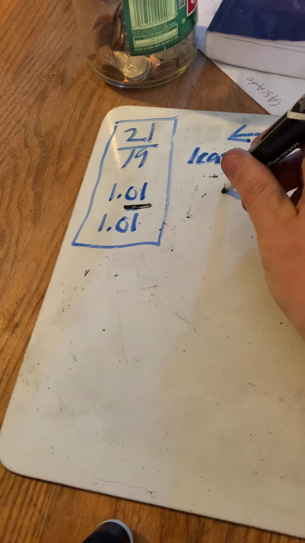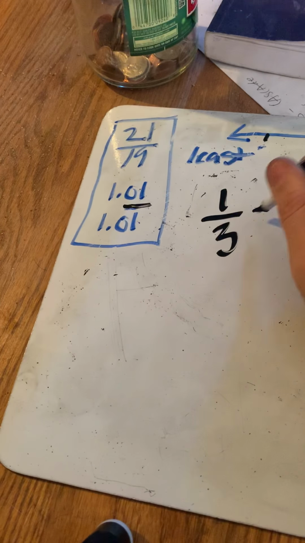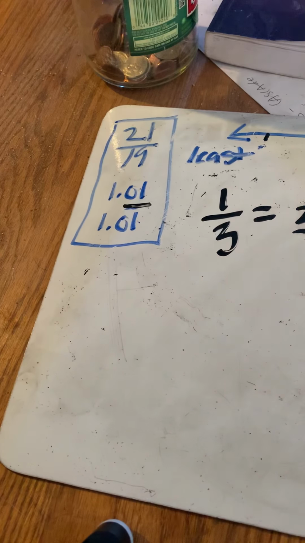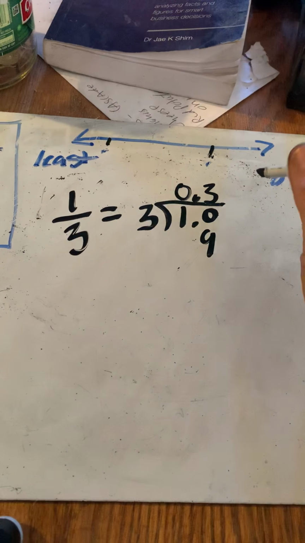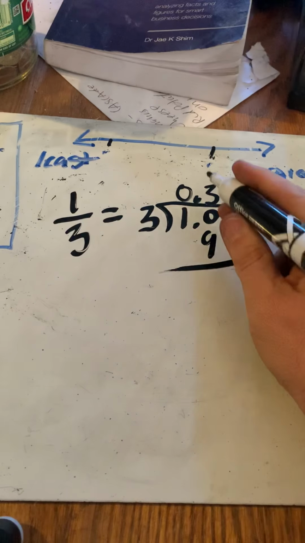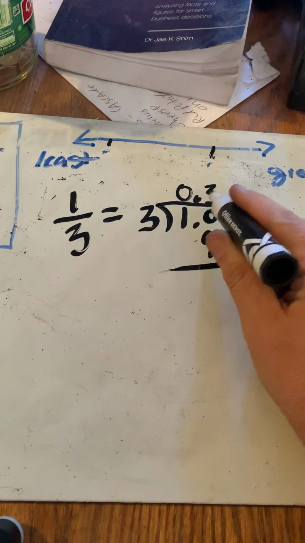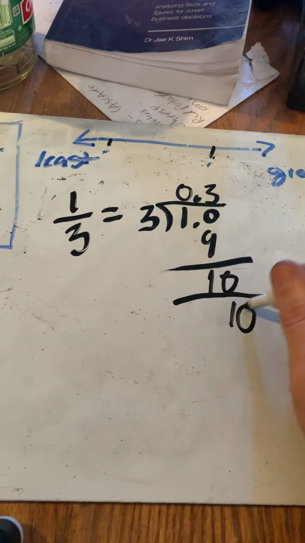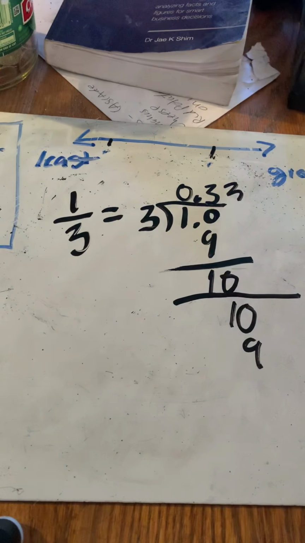So for instance, 1/3 we know is a set of instructions. How many times does 3 go into 1? Which we know is 0. 3 does not go into 1 at all, but it does go into 10 three times. 3 times 3 is 9. 10 minus 9 is 1. And then this is going to go on forever and ever.